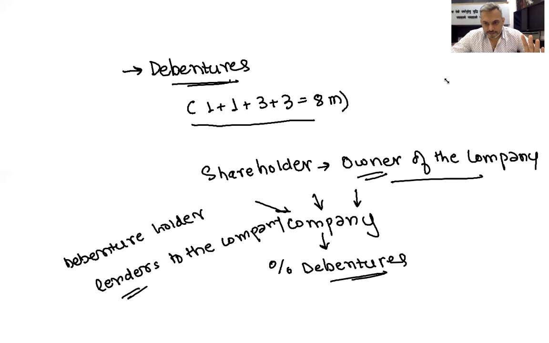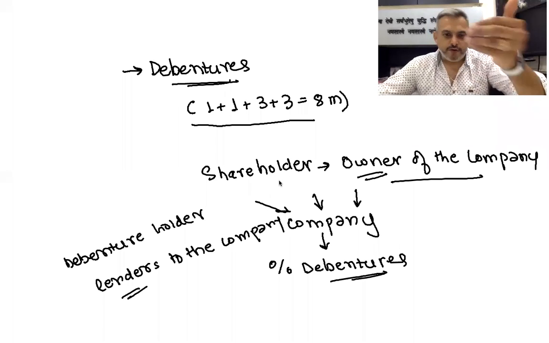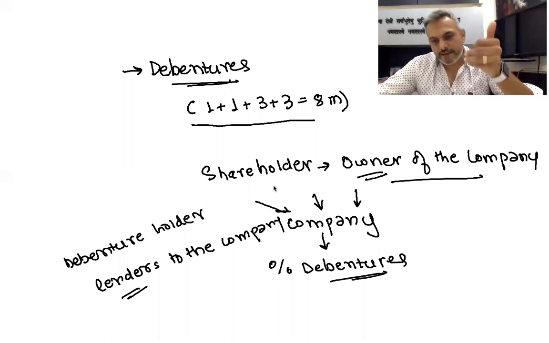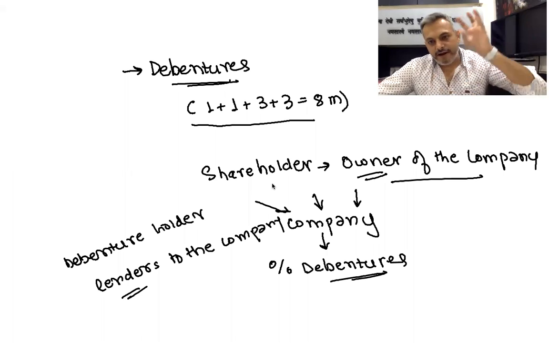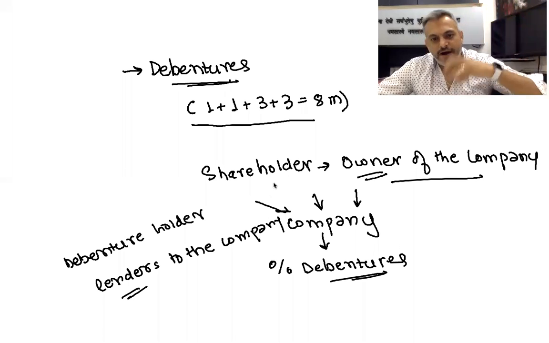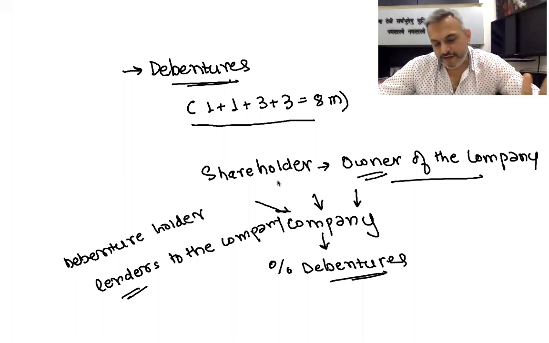Now, whenever the money comes for share, we transfer it to capital. Whenever money comes from debenture holder, we consider it as our long term liability, because this money has not become ours, not become the company's. This money belongs to the debenture holder, which we have to return. So this is the basic difference.